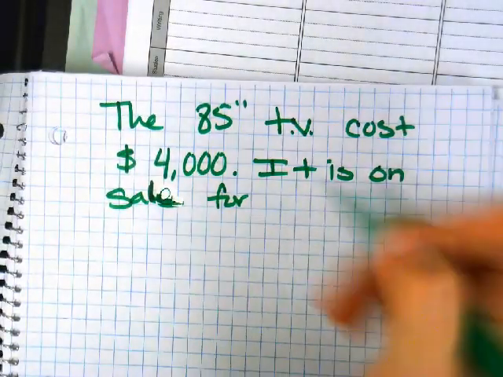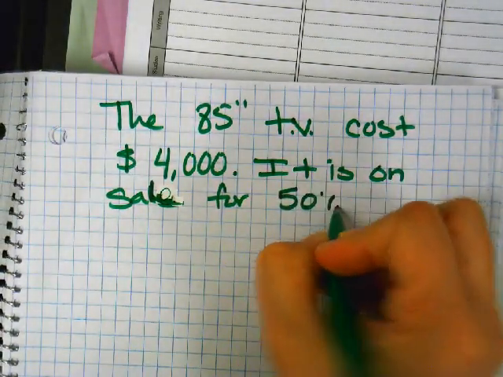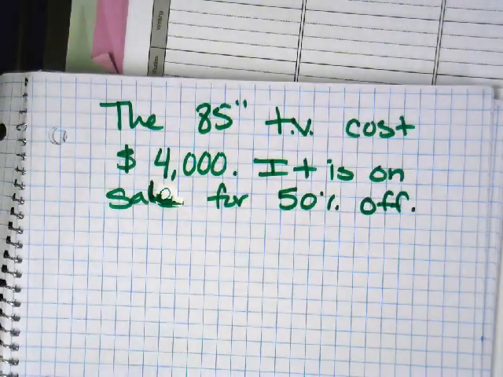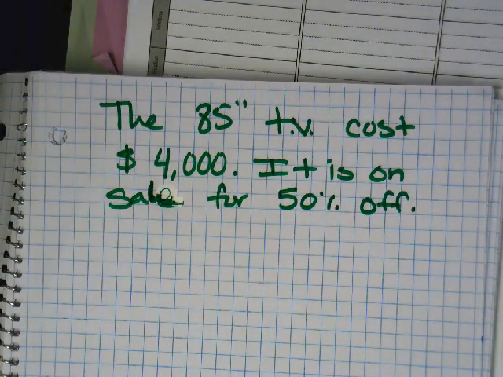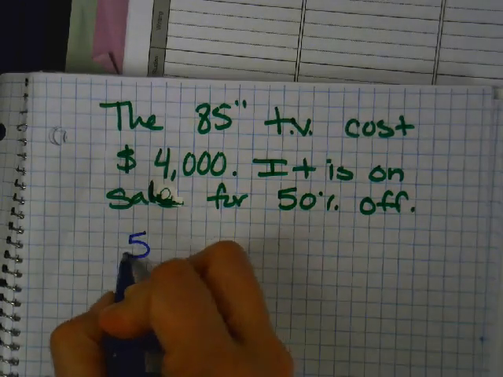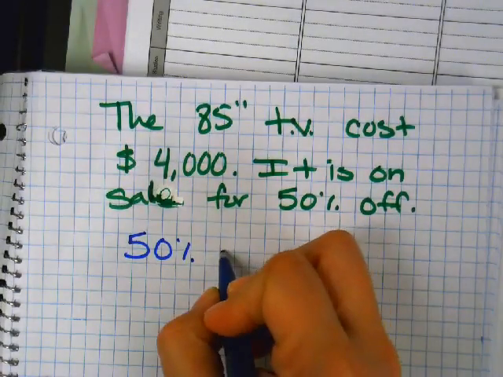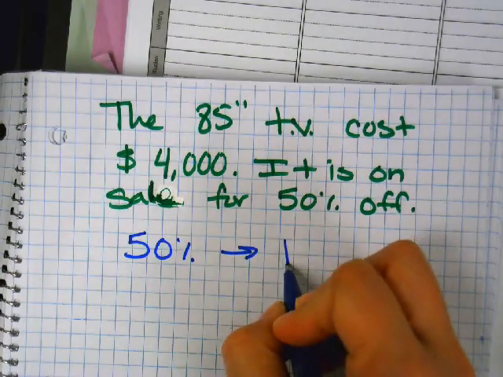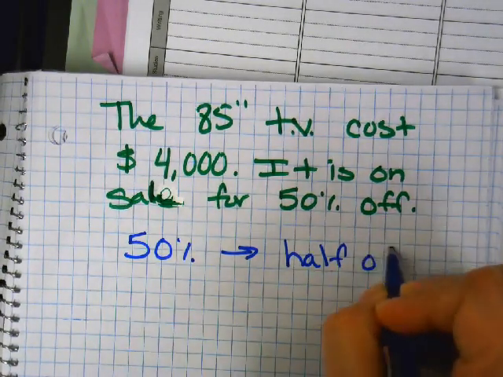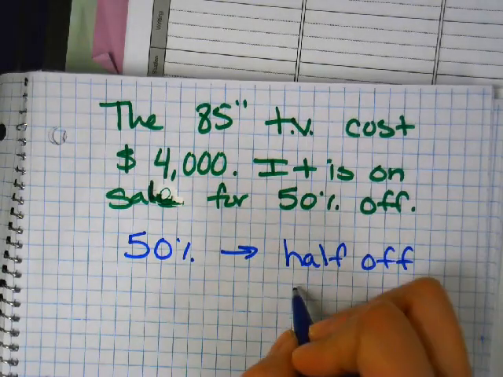So, okay, we'll do 50% because then we'll talk about it. Do we still have to show it? No, we'll do a shortcut. So, it is on sale 50% off. What do we know about 50% off? Half. It's half of the price, half off. So, 2,000.